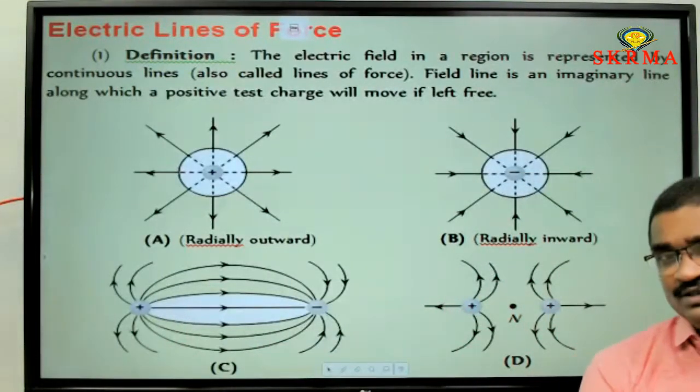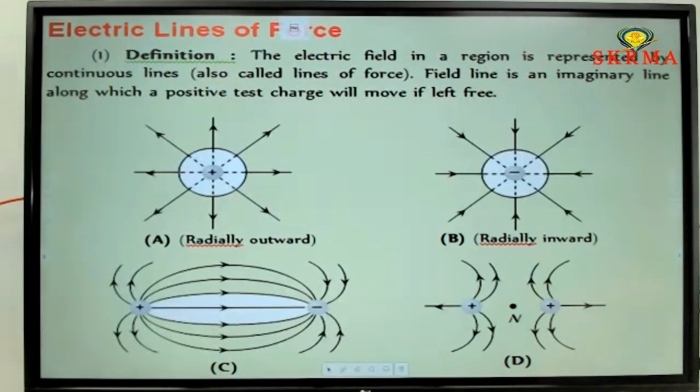An electric line of force is an assumed, continuous line in an electric field. The electric field in a region is represented by continuous lines. The field line is an imaginary line along which a positive test charge will move if left free. Those continuous lines are called electric field lines.